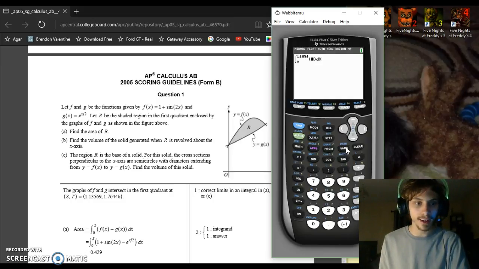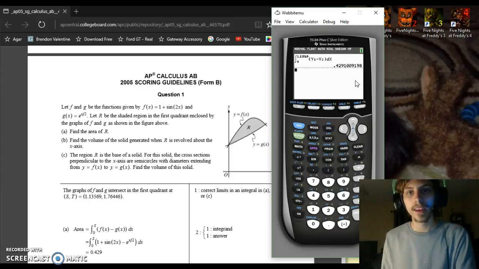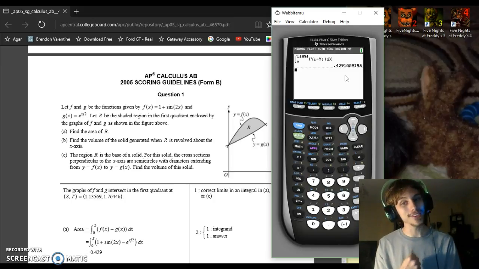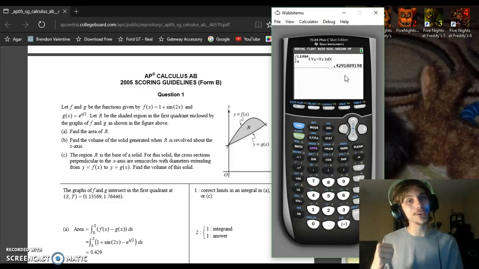And I just got a brain fart. y1 minus y2. We should get 0.429. Yep. Now, my teacher always says use 4 decimal places. So our answer is 0.4291.